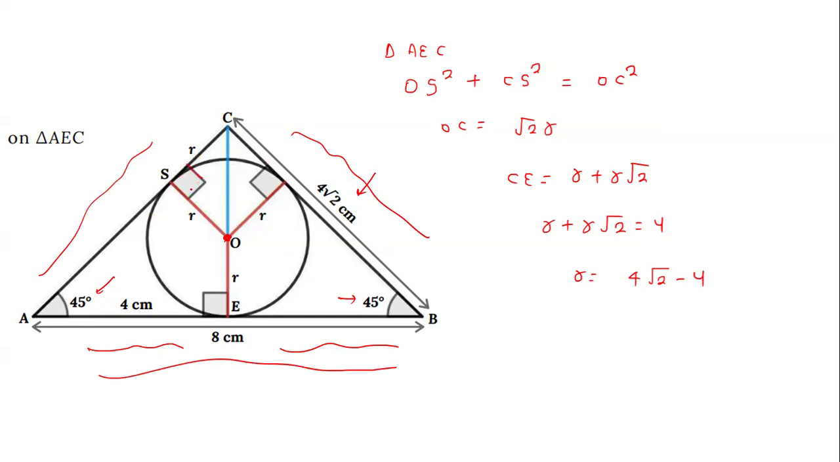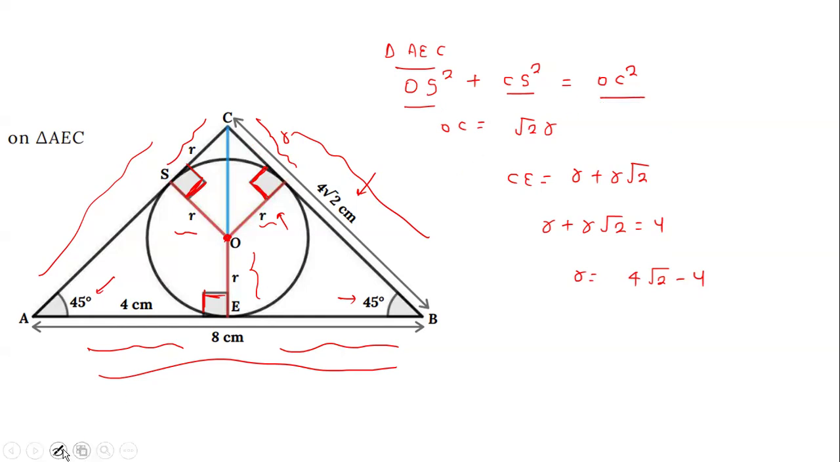So if I draw perpendicular, this angle will be 90 degree, and this angle will be 90 degree, and this distance is equal to the radius, and this distance is equal to the radius, and this distance is also equal to the radius. So if this distance is radius, this distance is also radius. So now you see in the triangle OSC, what I can write as OS square plus CS square is equal to OC square.